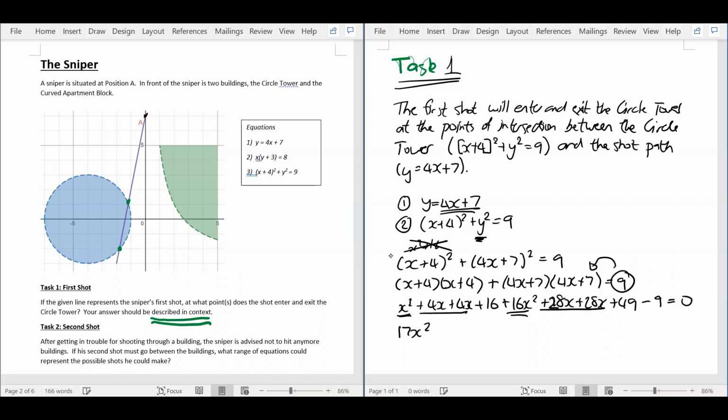That should have been bad. That's a bad one, so that should have been 2. And 56x is 64x. And then we've got 16 and 40 makes 56. That there is equal to 0.